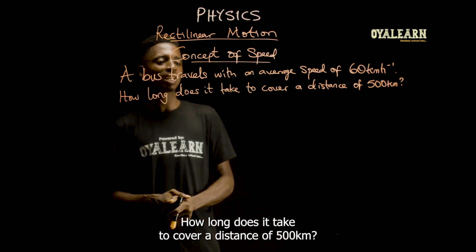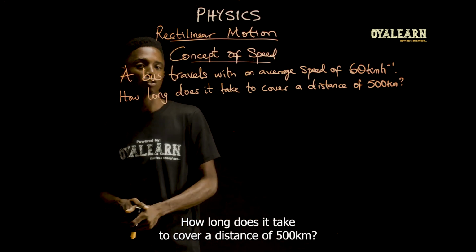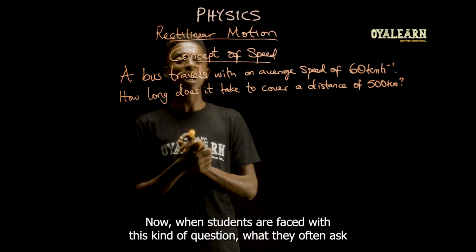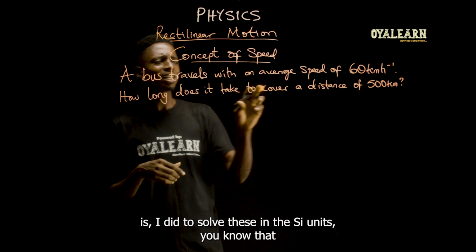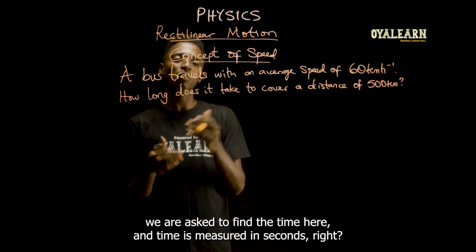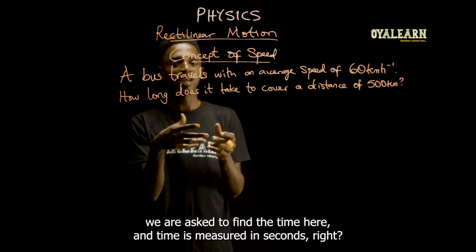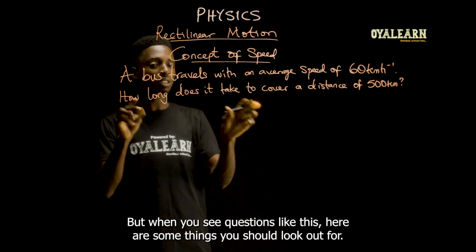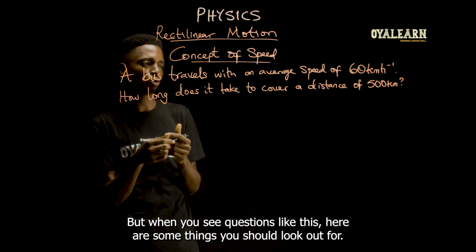This question says a bus travels with an average speed of 60 kilometers per hour. How long does it take to cover a distance of 500 kilometers? Now, when students are faced with this kind of question, what they often ask is, are they to solve this in the SI unit? You know that we are asked to find the time here, and time is measured in seconds, right? But when you see questions like this, here are some things you should look out for.